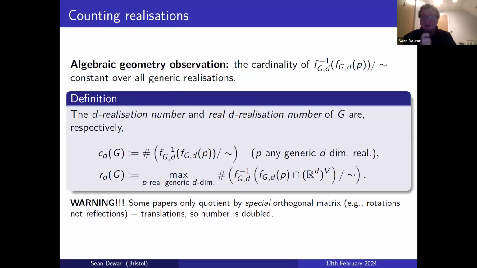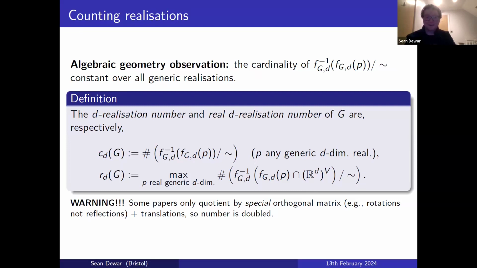Quick warning: some papers, including Borcea and Streinu's paper on the topic, only quotient out by the special orthogonal matrices. That would be rotations and translations, but not reflections, effectively. All this does is double the number, so it's not actually an issue. You just need to keep in mind, if you're reading the literature, that sometimes the number will be double and sometimes it'll be half. There seems to be no consensus on what you should do. I go for the smaller number and quotient out by more, but some people don't. That's a matter of preference.